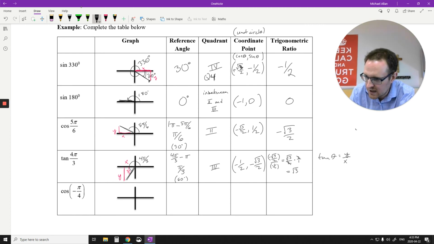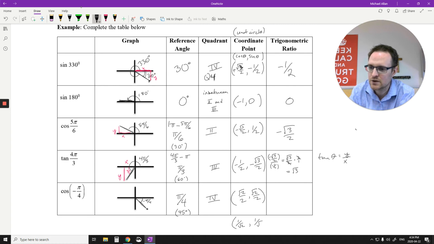Negative quarter pi is down in this quadrant. That's the negative quarter pi. That's 45 degrees. So this will also be quarter pi, but not negative, right? Reference angles are always positive numbers. This is 45 degrees. If you want to change that, you could. This is quadrant 4. The point of a 45, remember the 45s are √2 over 2, √2 over 2. You can write that as 1 over √2.